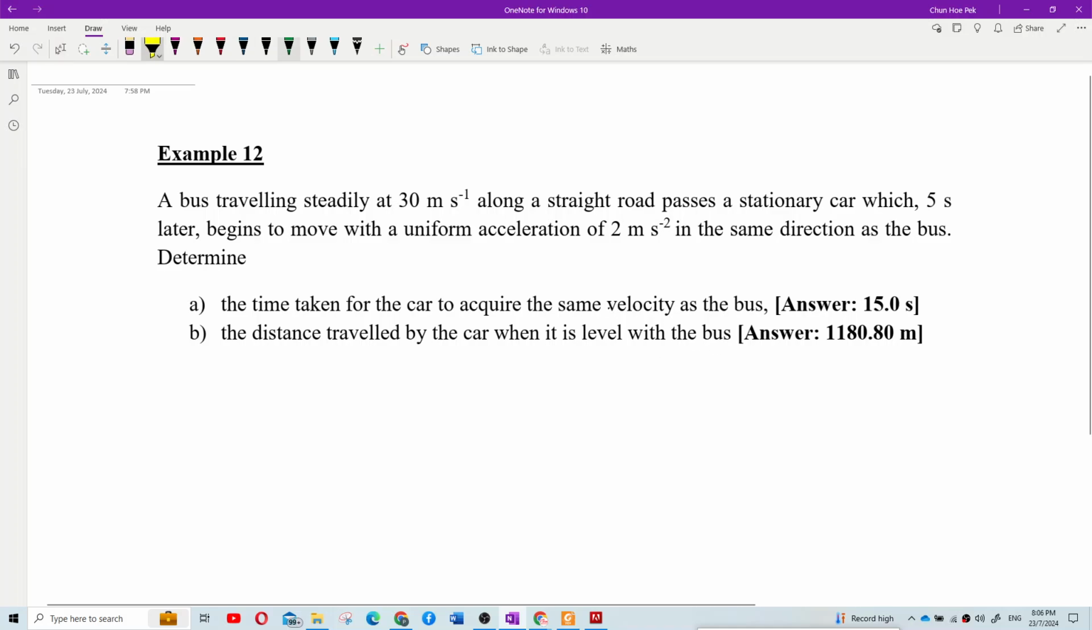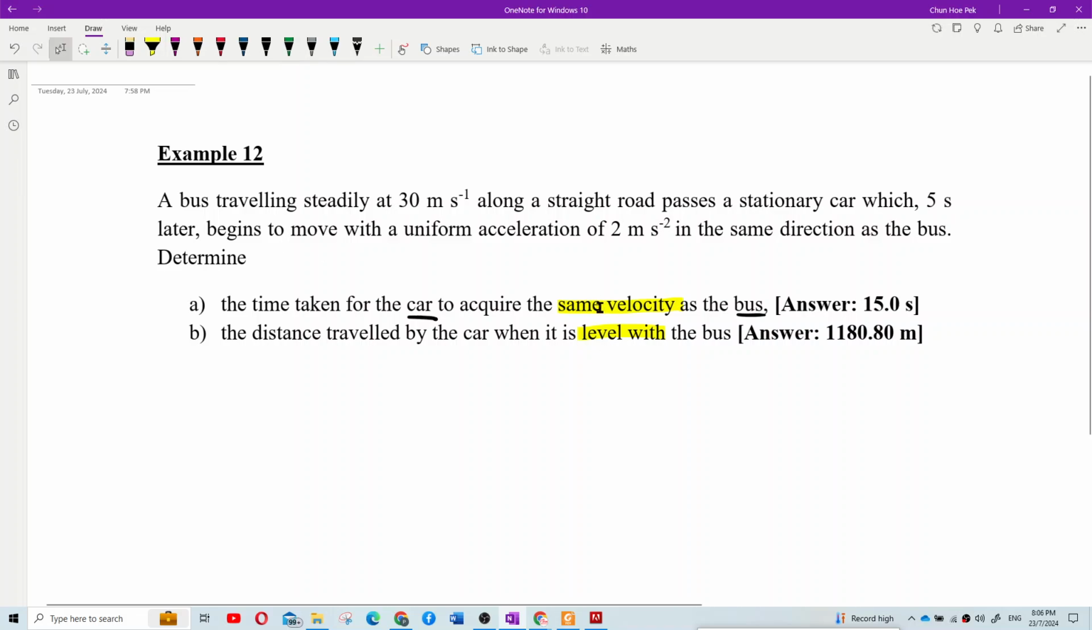The first question is, as you can see here, got two objects. One is the car, another one is the bus. So the first question is acquire the same velocity. Car and the bus acquire the same velocity. And then the second question is the car level with the bus. So what's the difference?